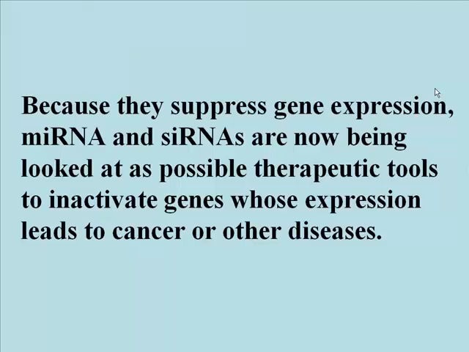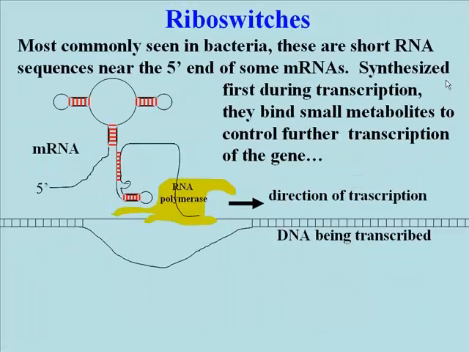Both si and miRNAs are being looked at as possible chemotherapeutic agents. If we can get them into specific cells that are overexpressing, say, cancer genes, these small RNAs could selectively block their translation by destroying them. Let's take a look at another mode of regulation.